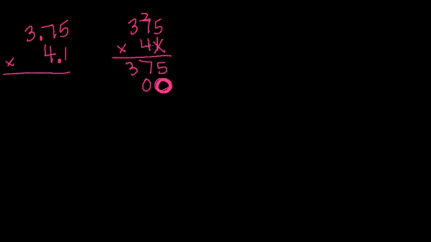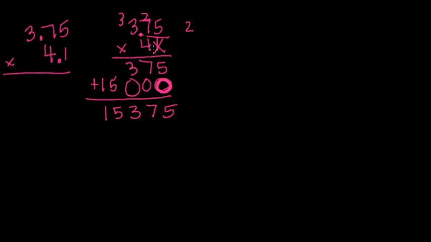Okay, 4 times 5 is 20. 4 times 7 is 28 plus 2 more, 30. 4 times 3 is 12 plus 3 more is 15. Now I need to add 5, 7, 3, 1, and 5. Okay, now we got to put our decimal back in. We can't forget that step.